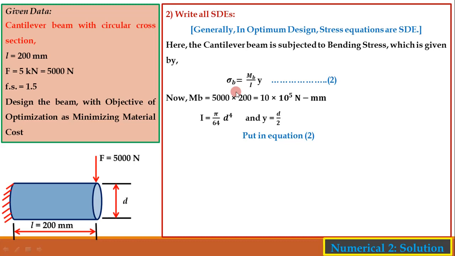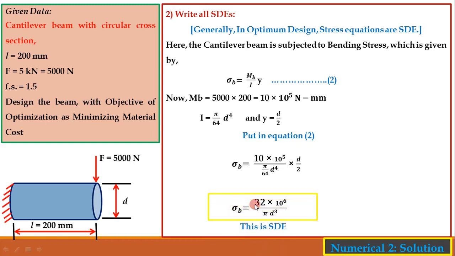Now let us put these values of I, y and Mb in this equation number 2. By putting in equation number 2, we'll get the equation like this. Now just simplify this to get sigma b. After simplification you will get 32 into 10 raised to 6 upon pi d cube, and this is nothing but the SDE. SDE expresses the equation of stress. Here the cantilever beam is subjected to bending stress, so the SDE will be the bending stress equation. So this is the SDE, subsidiary design equation.